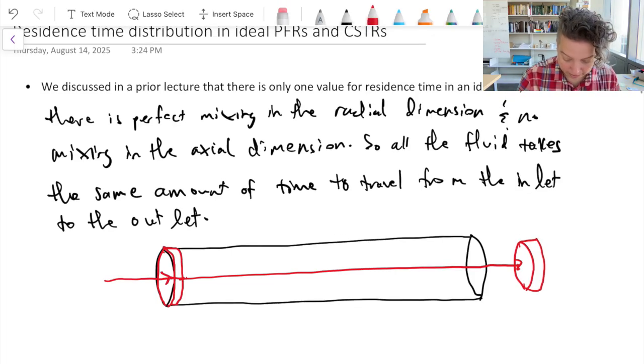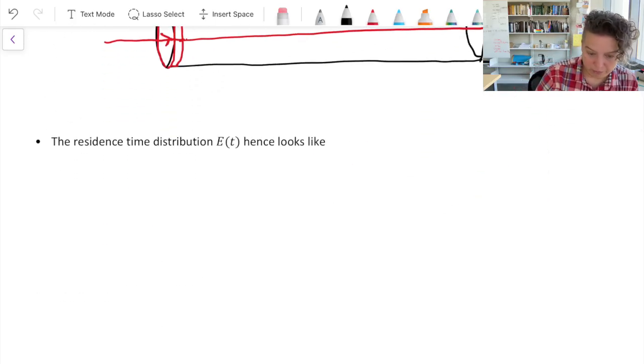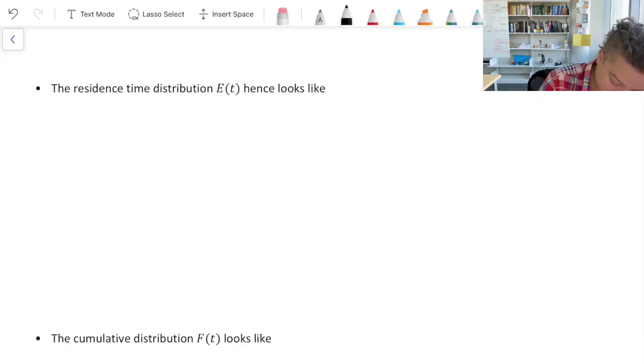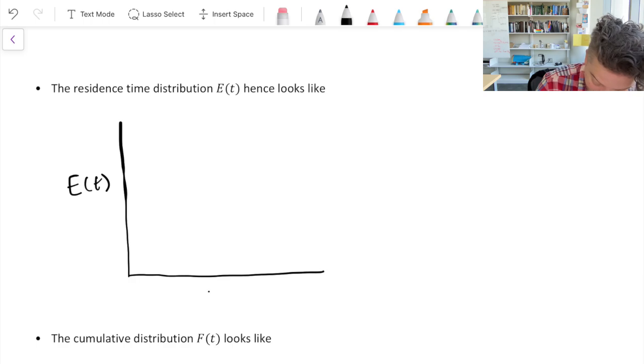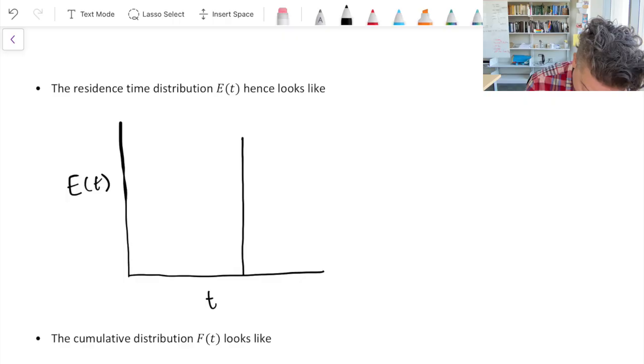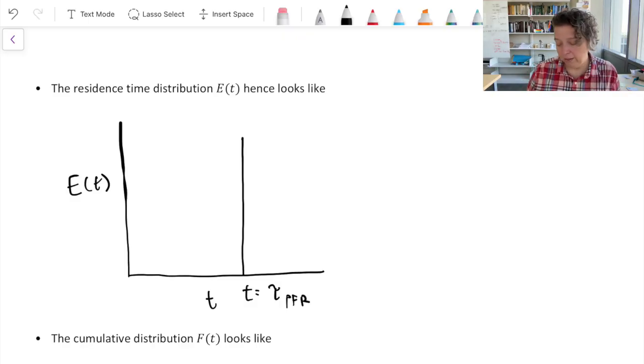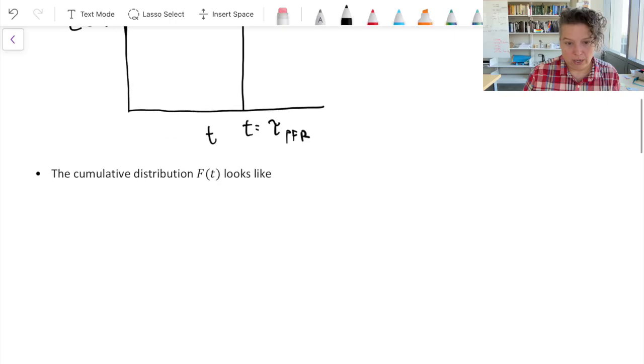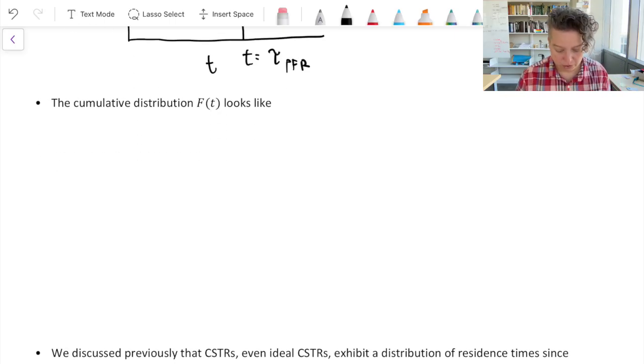Okay. And so we said also that for a tubular reactor, the residence time distribution, E of t versus t, looks like this. I have a Dirac delta function. So here we have t equals the residence time of the PFR, and every molecule has that residence time. There is no distribution.